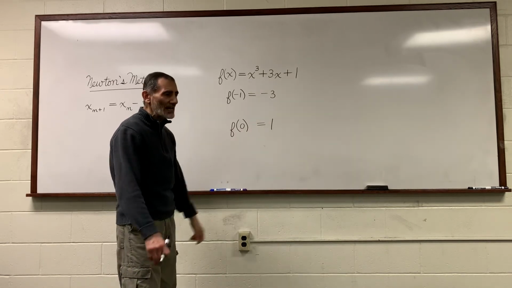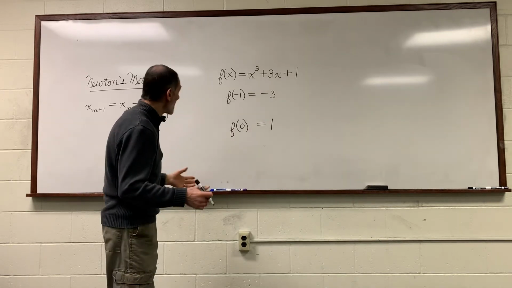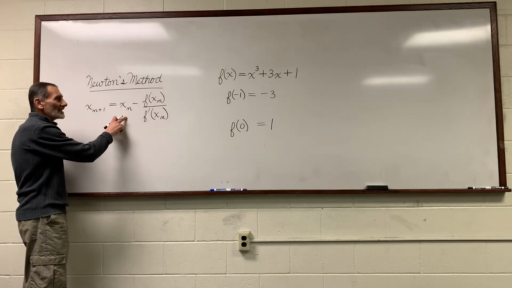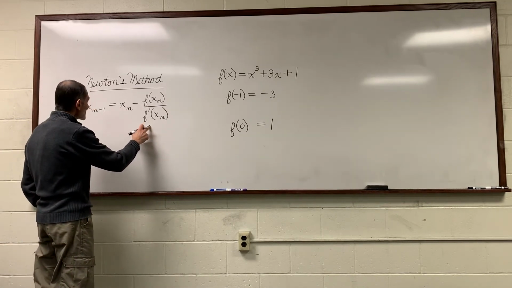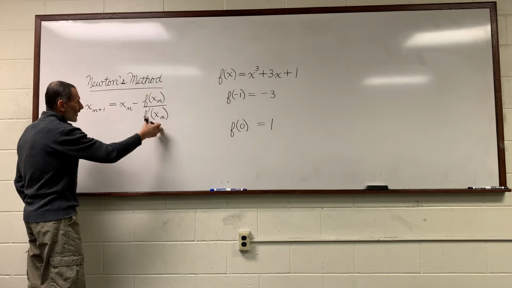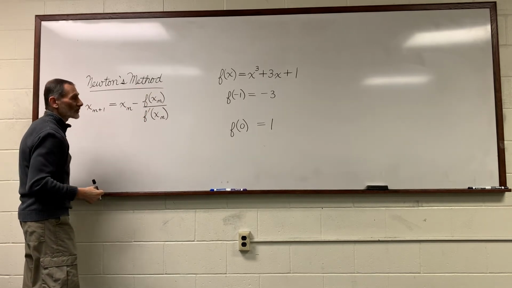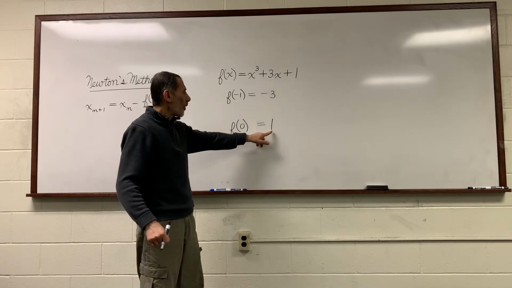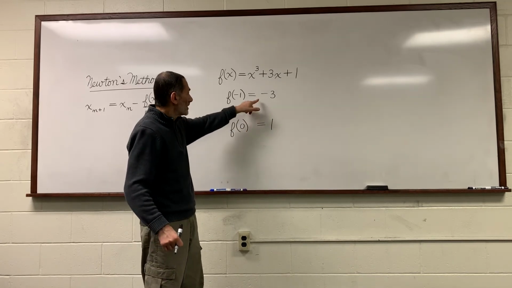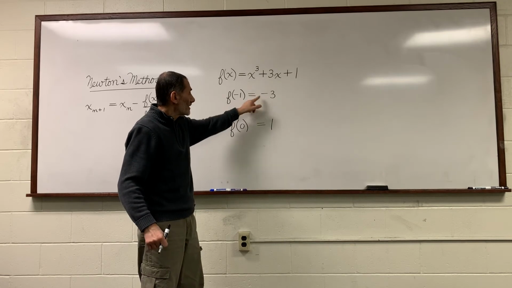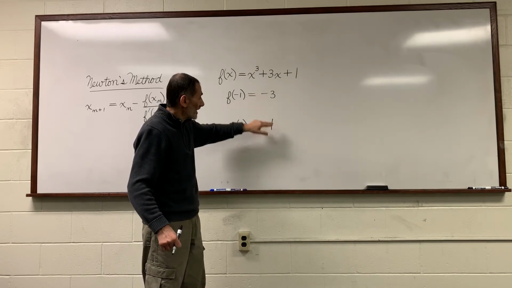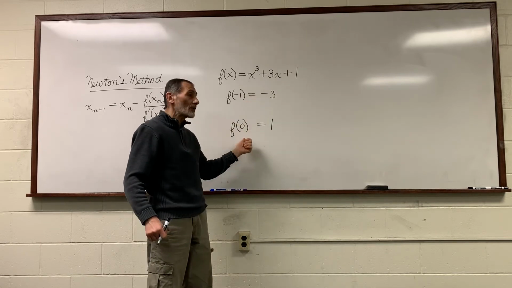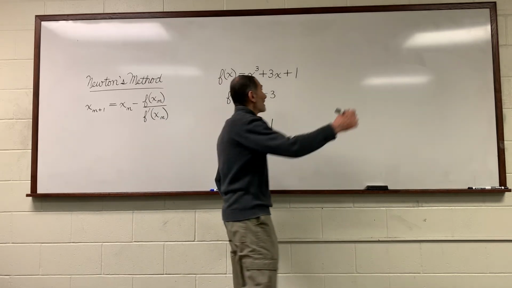Okay, so we need an x sub 0, a first guess. Let's remember that that's what we need for Newton's method. We need a first guess. We need the derivative, of course. And once we have the function, the derivative, and a first guess, we're off to the races. Well, since at x equals 0, y is closer to 0 than it is at x equals negative 1, all right? f of 0 is closer to 0 than f of negative 1 is. I'll use 0 as my first guess.